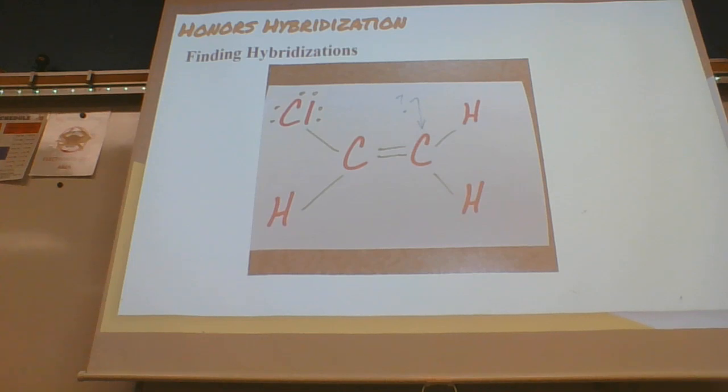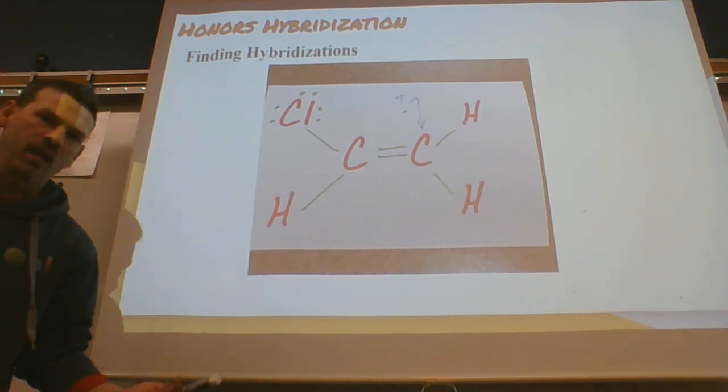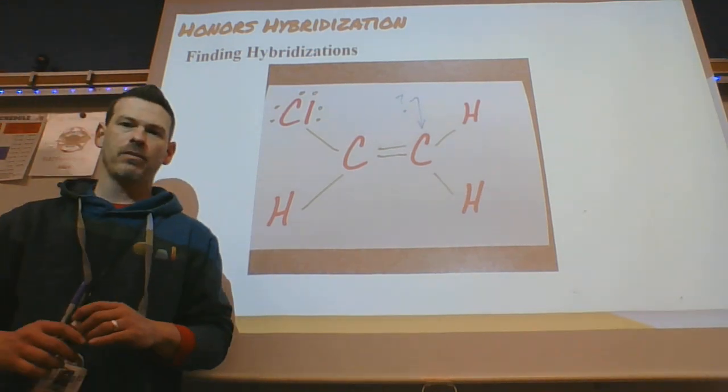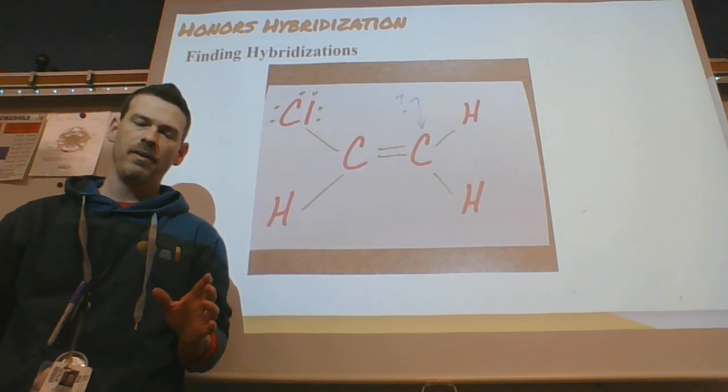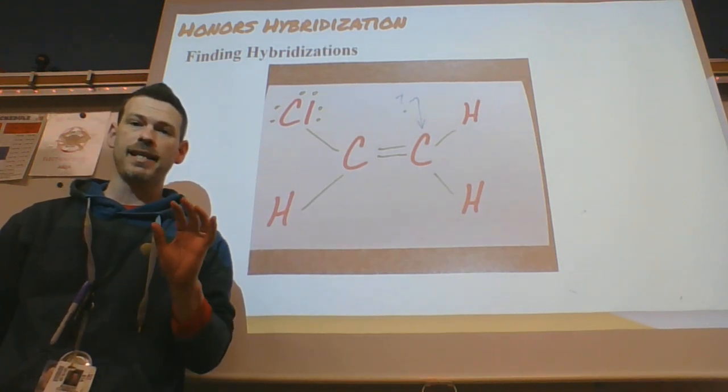You don't have to draw the question mark. Just draw the molecule. We're not counting sigmas and pis. I mean, you can. I could ask that. But the question wants to know, what is the hybridization of this carbon? And we're going to use sigmas and pis to answer it.